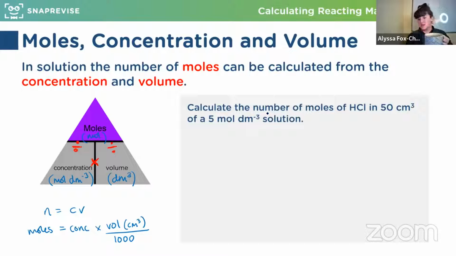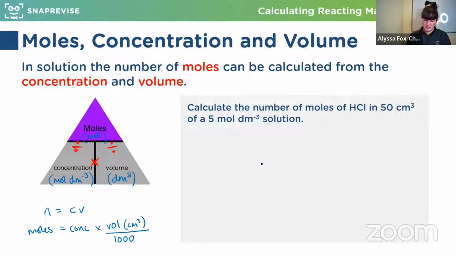Feel free to jump ahead. Can you have a go answering this question? What would you give as your answer for this question on the right? So it says, calculate the number of moles of HCl in 50 centimeters cubed of a 5 mole per decimeter cubed solution. Feel free to jump ahead and pop an answer in the chat, because we can see whether or not your method is correct. If it's wrong, we can work out where you went wrong. But otherwise, what would you do first? Maybe if you're not sure how to get there, think about what you would do first.